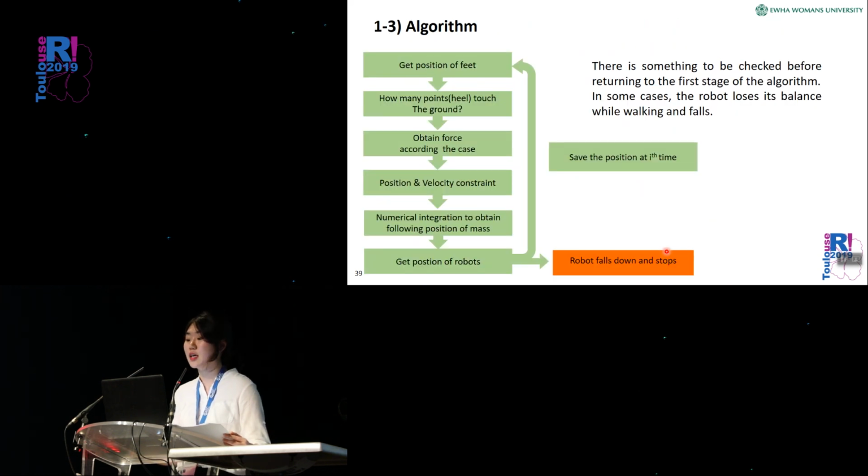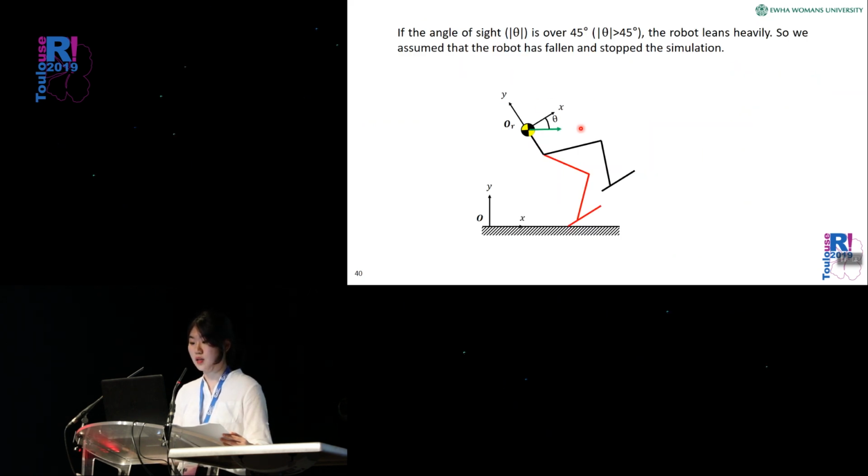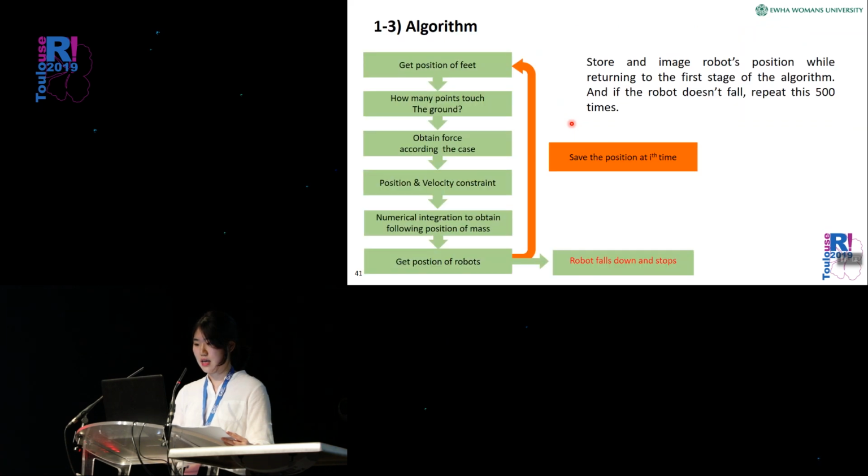There is something to be checked before returning to the first stage of the algorithm. In some cases, the robot loses its balance while walking and falls. If the angle of sight is over 45 degrees, the robot leans heavily, so we assume that the robot has fallen and stop the simulation. Then store an image of the robot's position while returning to the first stage of the algorithm. And if the robot doesn't fall, repeat this 500 times.